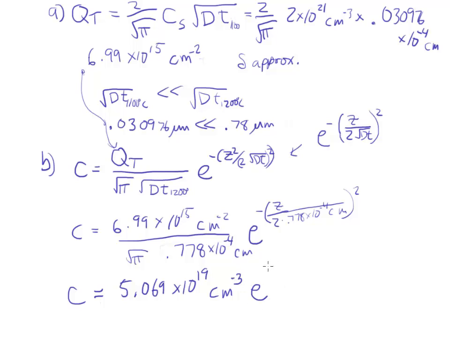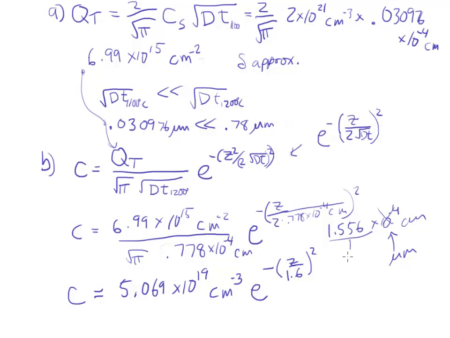Times e to the minus z squared, and I'm going to figure out this bottom part. I just take 2 times 0.778 times 10 to the minus 4, and that comes out to be 1.556 times 10 to the minus 4 centimeters, or in microns, 1.556. So this just goes away, and I could round that to 1.6.